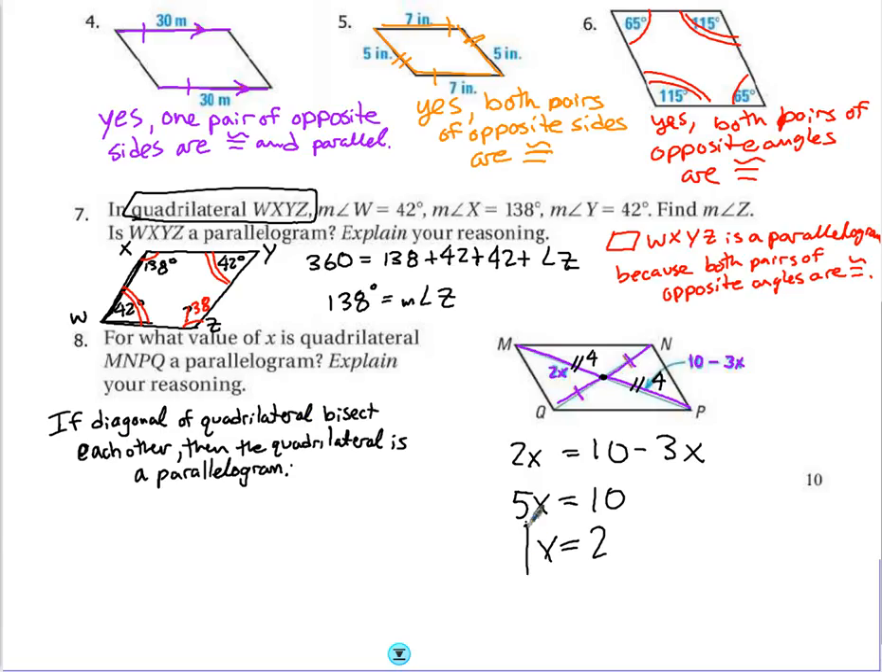if x equals 2, then quadrilateral MNPQ is a parallelogram.